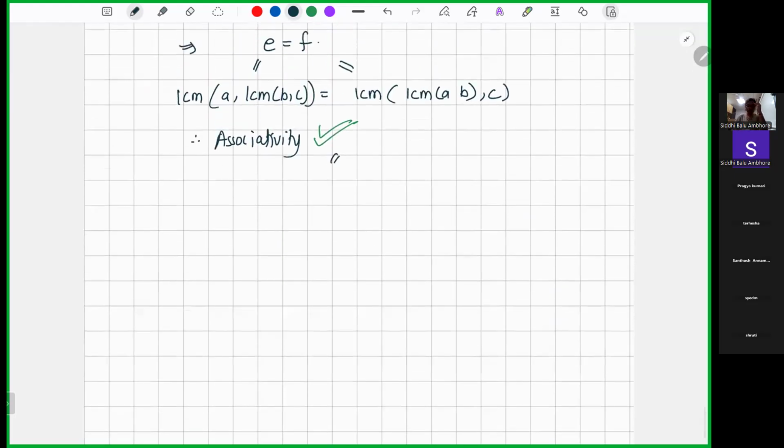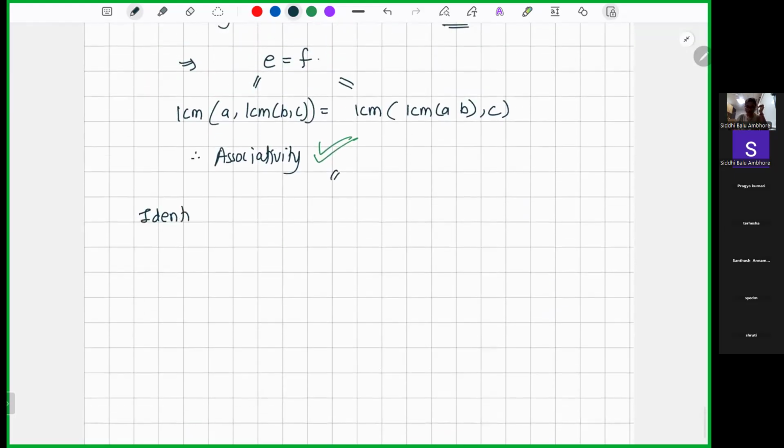Okay, so now we want to talk about identity, and everything is happening in positive integers. Okay, these a, b, c are positive. So now we have to talk about identity.